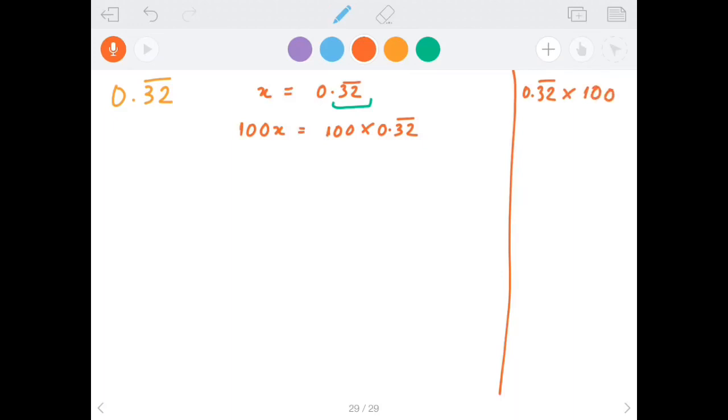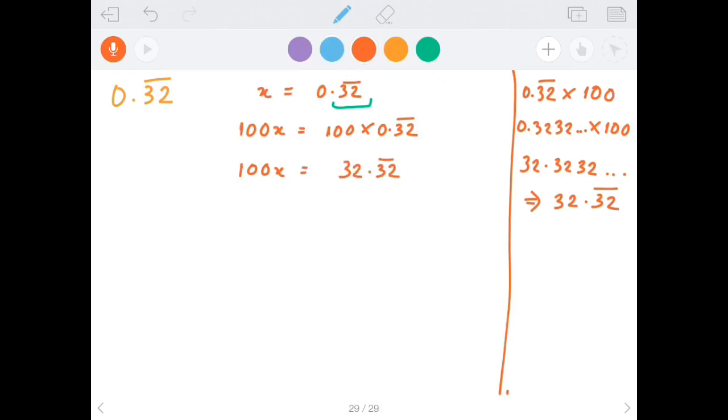So this becomes two places of decimal again. 0.32 bar can be written as 0.3232 and so on, into 100. I'm just going to move two decimal places to the right and I'm going to get 32.3232 etc., making it 32.32 bar. So now I have 100x is equal to 32.32 bar.